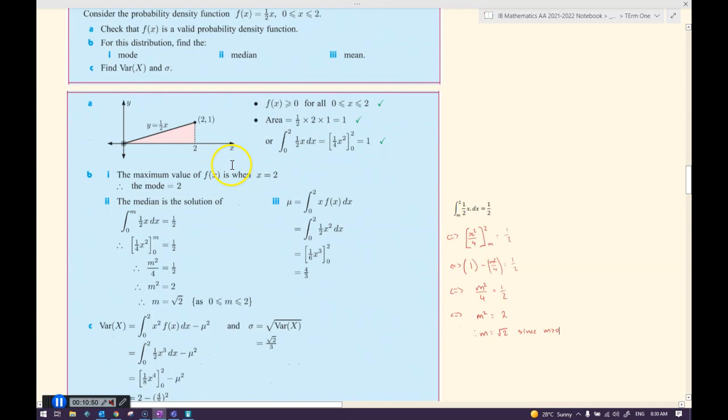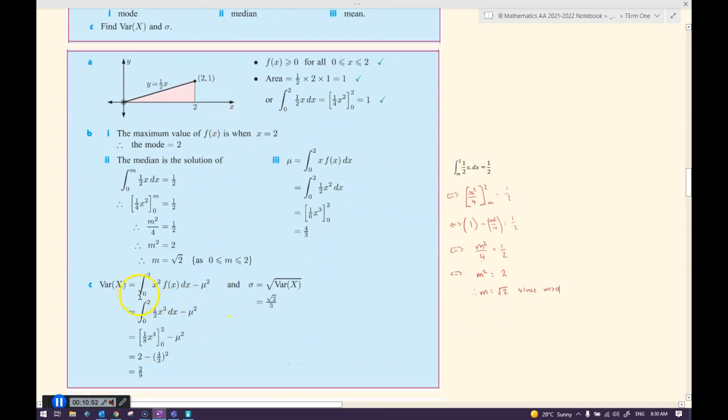Finally, the variance. What's my rule for the variance? It's the integral of x squared times f of x dx, minus the mean squared. We've already got the mean now. It was 4/3, so when I square that, it's going to be 16 over 9. The integral of x squared times f of x, that was x squared times a half x, gave me a half x cubed. Go ahead and do your calculations, and the variance is 2/9. If they want the standard deviation, the positive square root of the variance, it's root 2 over 3.